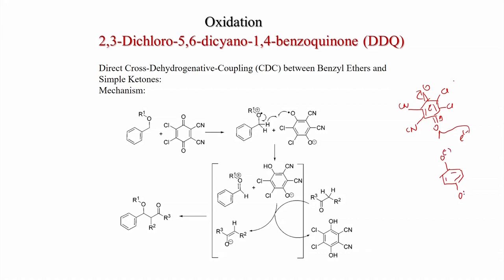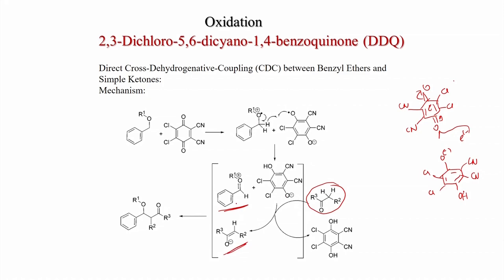And what happens? Now again this H dot will go to this O dot and it will give the OH, and because there are two radicals, now this bond will form. So the oxonium ion will form and you get the anion. Now this goes to OH, and you get CN, CN, Cl, Cl, and this O minus then reacts with the ketone.